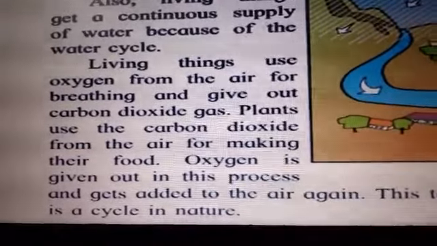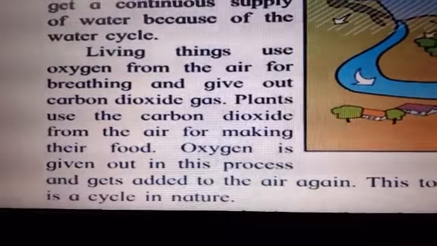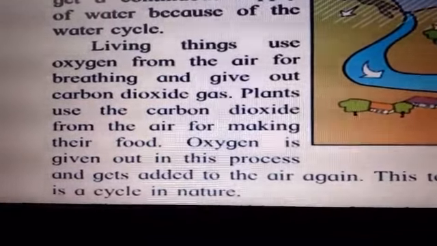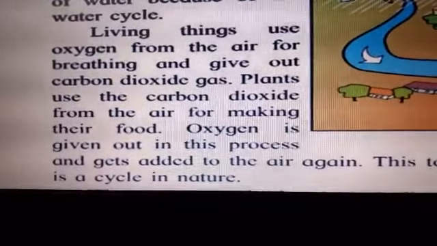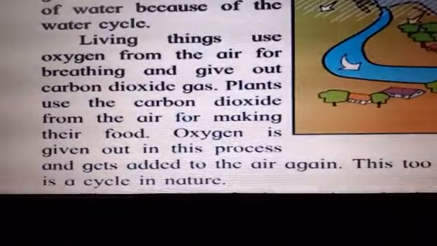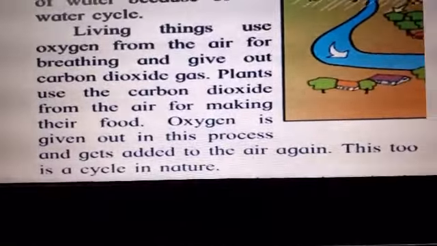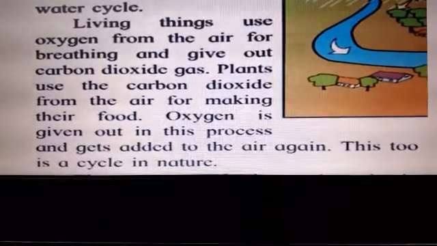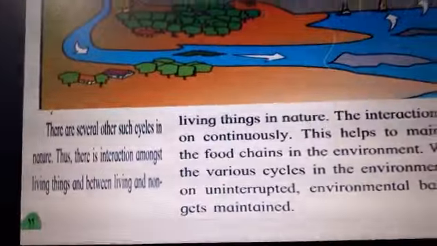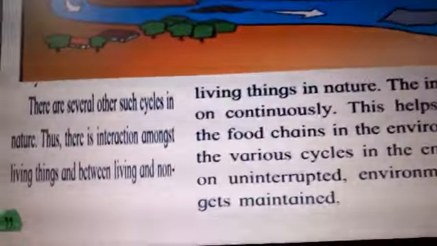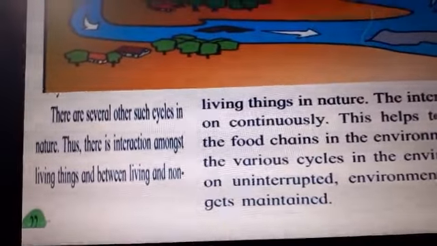Oxygen. We give out what? Carbon dioxide and we take in oxygen. They take in carbon dioxide and they give out oxygen. Oxygen is given out in this process and gets added to the air again. So this is again added to the nature and we breathe in the fresh air. This too is a cycle in nature. So this oxygen, carbon dioxide is also a cycle procedure. Okay. Let's continue, children. There are several other cycles in nature. So we find many cycles are there in the nature.